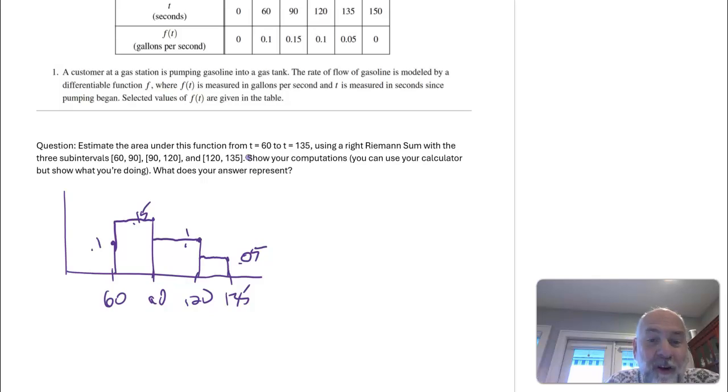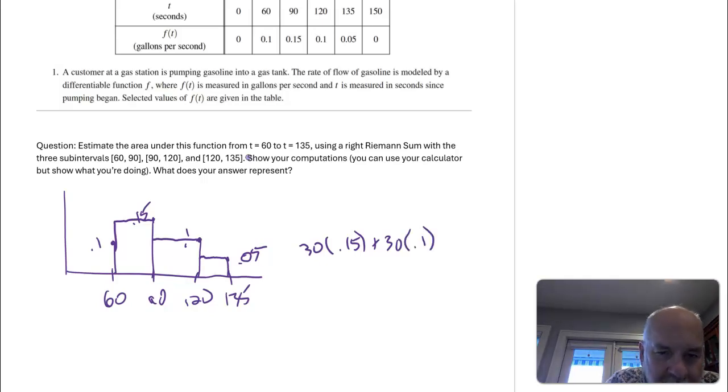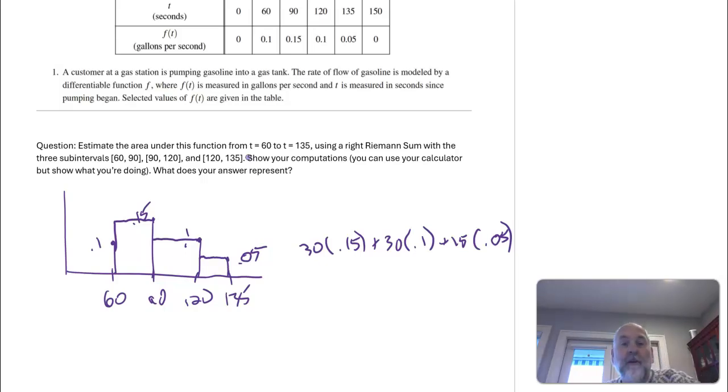So for the answer to this, all I've got to show is that I worked this out. So the width of the first rectangle is 30 times the height, which isn't 0.1, that was this one. It's this right-hand one, it's 0.15, plus 30 times the right-hand y value, which is 0.1, and then 15 times the right-hand y value, which is 0.05. This was a calculator question. You can see it was number 1. And I haven't done it yet, so I'm doing it right now.